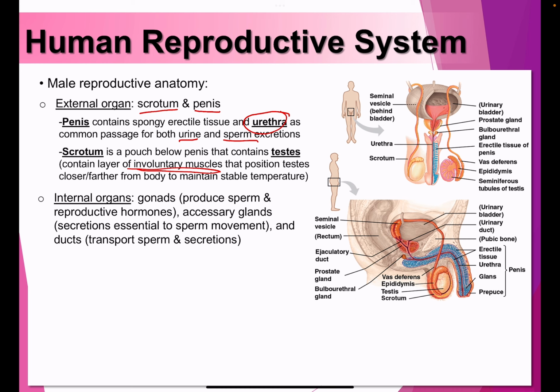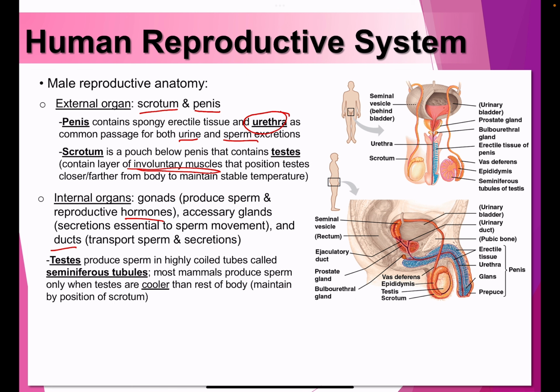All right, so internal organs. There are gonads, which we've talked about before, and they produce the sperm. In the human case, the gonad is the testes, or testicle for singular, testes for plural. They are also in charge of making reproductive hormones. There are accessory glands that secrete essential things for the sperm to move or survive in the female reproductive tract. And there are also a lot of different ducts that help to transport the sperm and add secretions to let them continue maturing as they move throughout the internal part of the reproductive system.